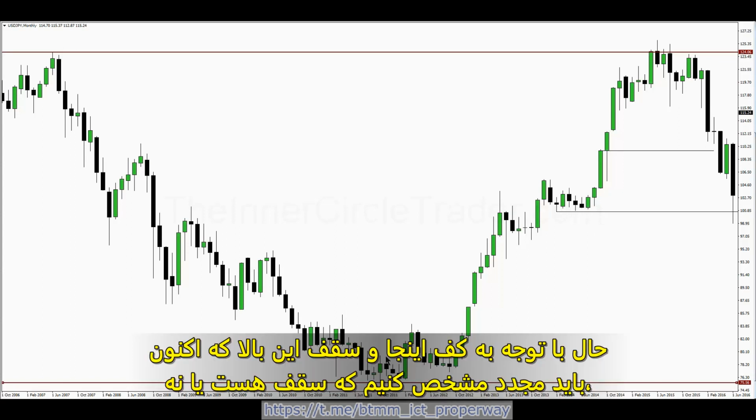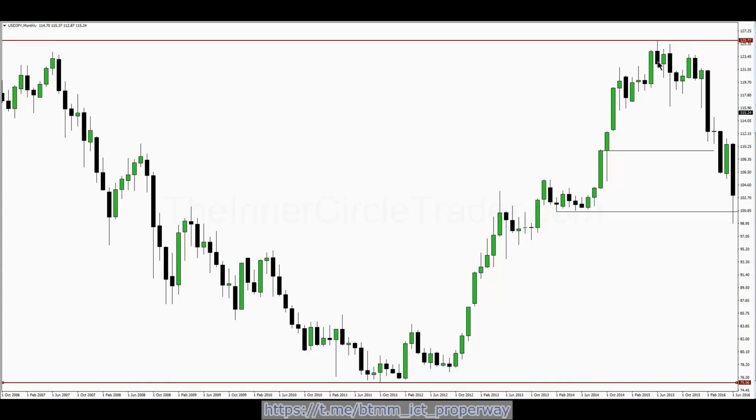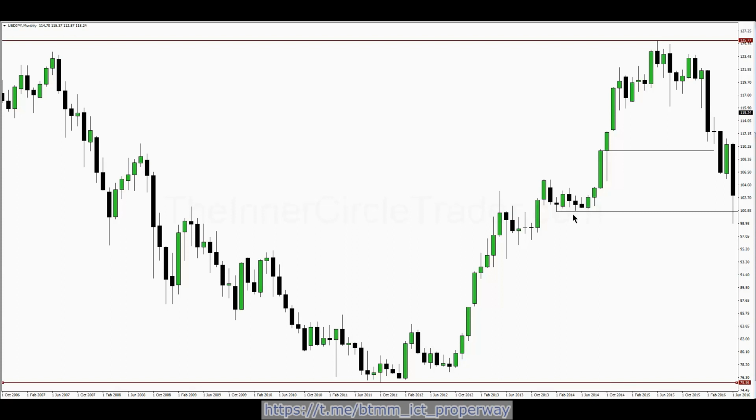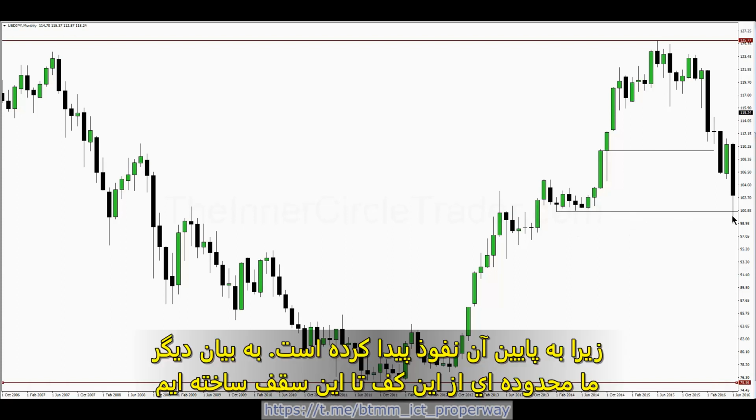Now, in reference to the low here and the high up here, which we now have to redefine as that high, the stops below these lows in here, would that be represented in the form of external range liquidity or internal range liquidity? In the context from this high to this low, it's internal range liquidity. But from this low to this high, it's external range liquidity because it's piercing it down here.